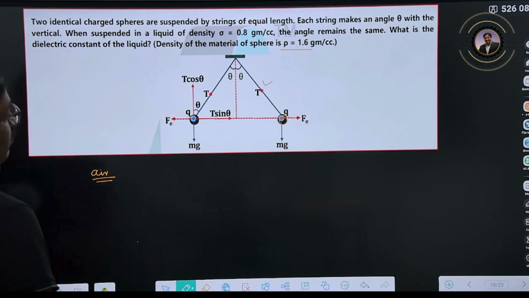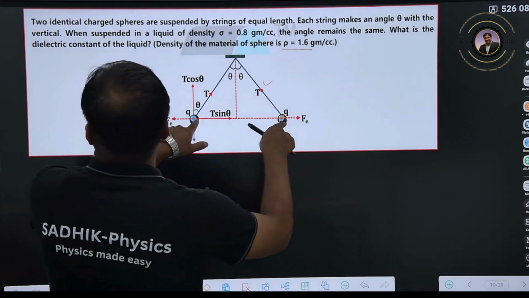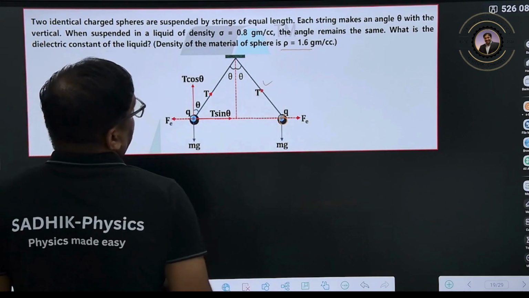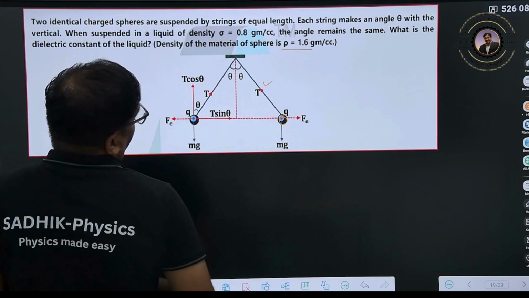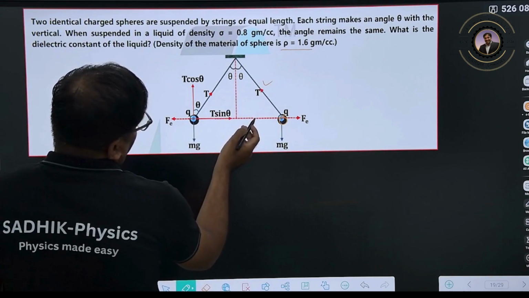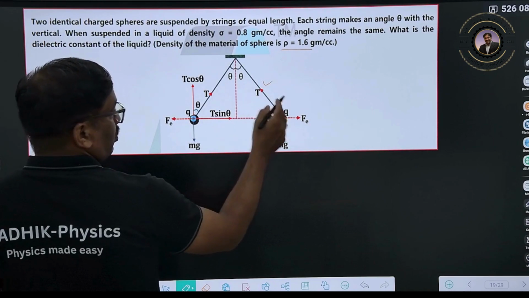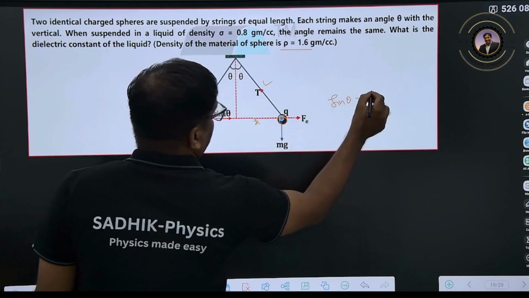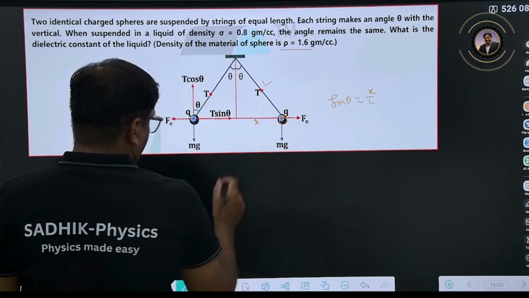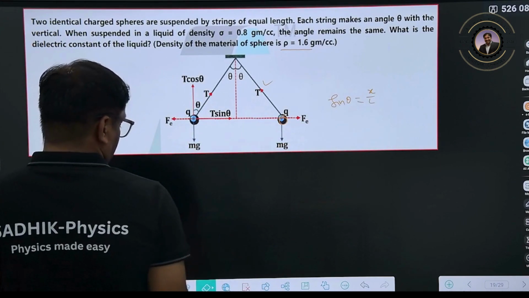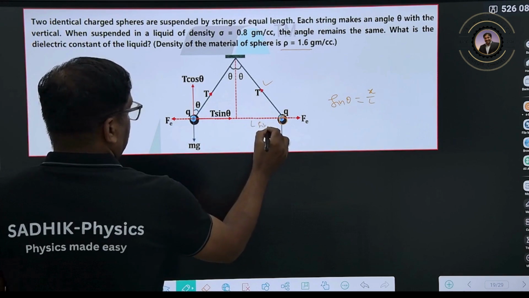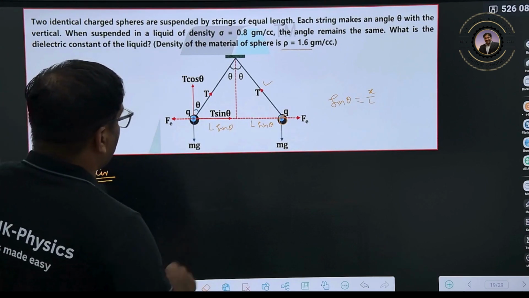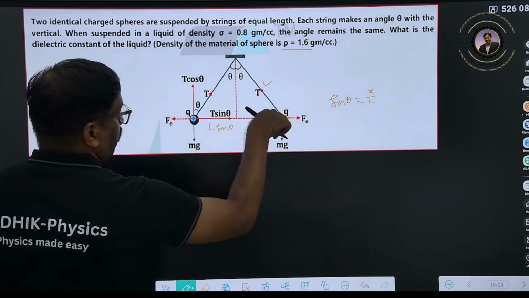So what will happen now? These are identical charges. What will be the distance now? This distance is L, so sin theta is equal to this distance, suppose x, by L. So this distance is L sin theta and this also is L sin theta. Clear? Therefore the force between them acts on this side and this side.